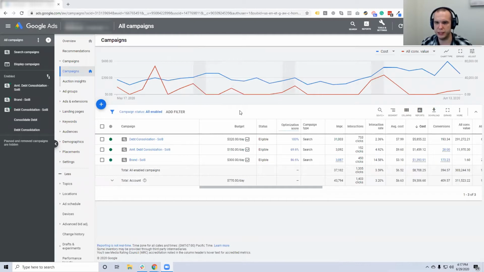And so what we did is we've taken all of the leads that were generated, then only the leads that actually consolidated their debt and what the total debt amount was of that lead, and then tied that debt amount back to the campaign, ad group, keyword, ad and all the other areas inside the campaign.